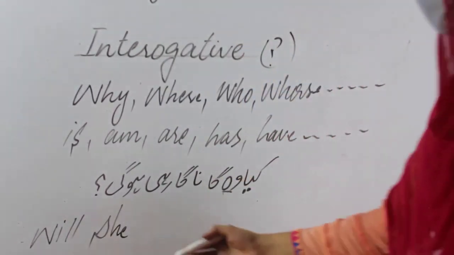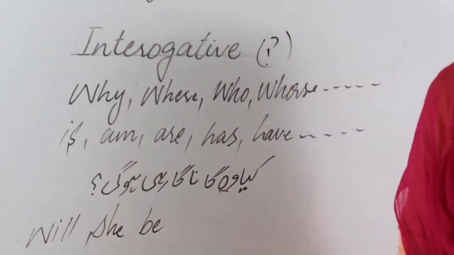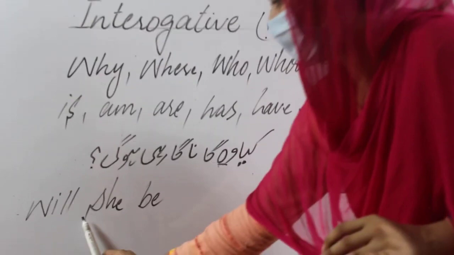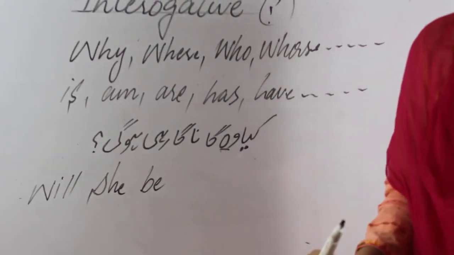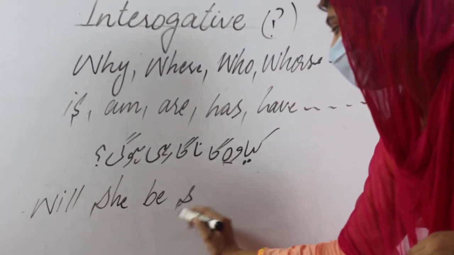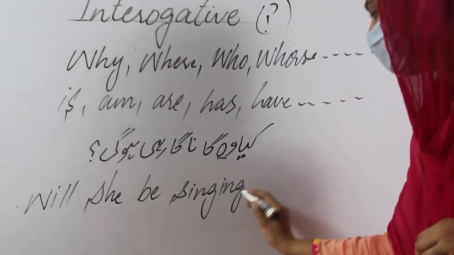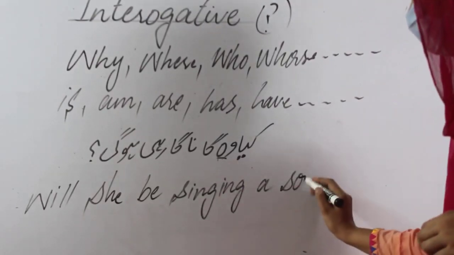Then right after the subject you have to put the be, because at the start it's wrong to write will be together at the beginning of your statement. So: will she be? Now put the original verb, sing, with the present participle ing: singing a song.